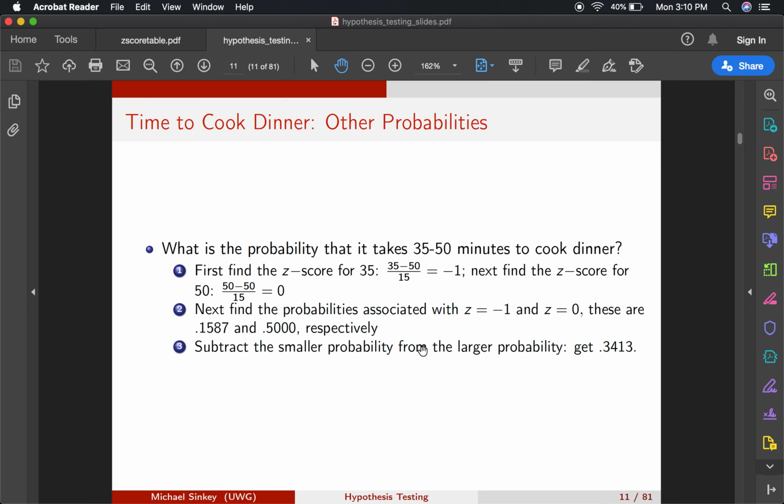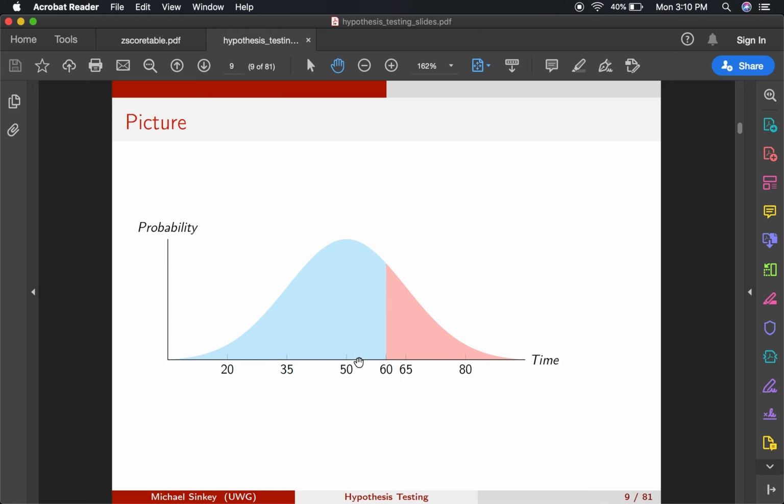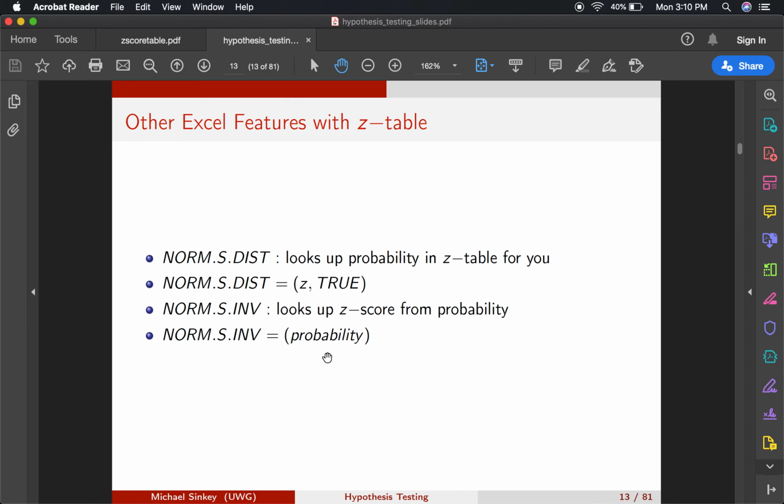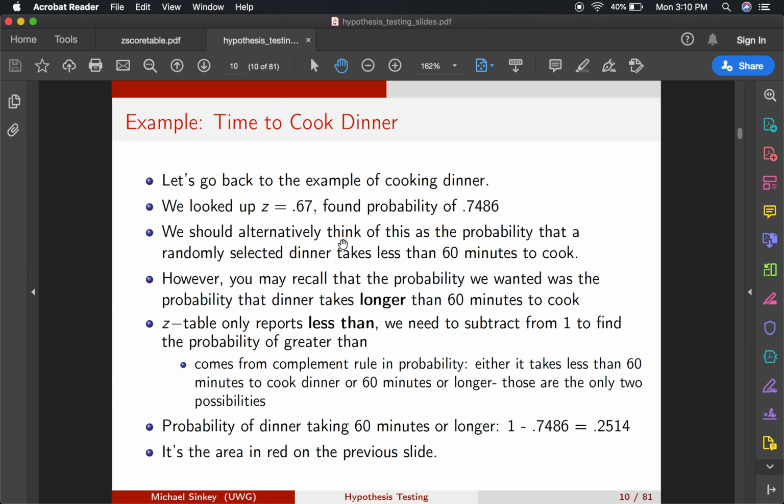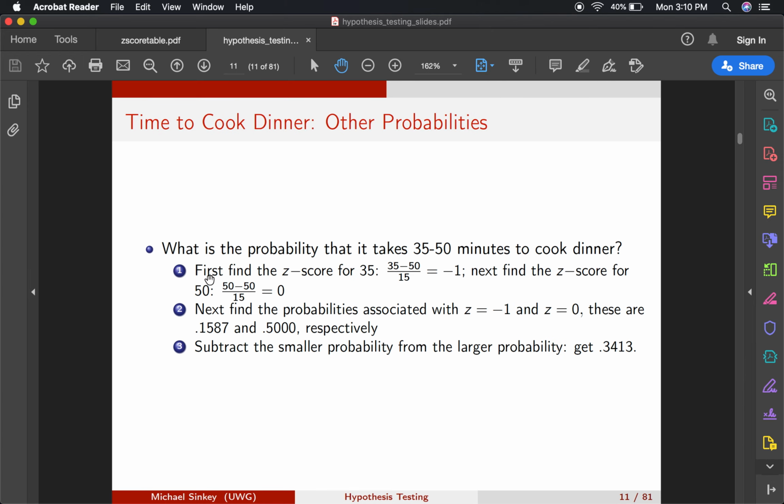Now, what is the probability that it takes 35 to 50 minutes to cook dinner? So now I'm looking at a fairly specific region here. You can see here's 35 and here's 50, and I'm going to try to end up in that little region there. And let's see if I have a picture associated with that. 35 here, 50 here. So it's going to be kind of small, but we approach this problem in the same way. I'm going to try to make some z-scores. First, I find a z-score for 35. 35 minus 50. 50 is still the average amount of time, so 35 is a little bit less than that.